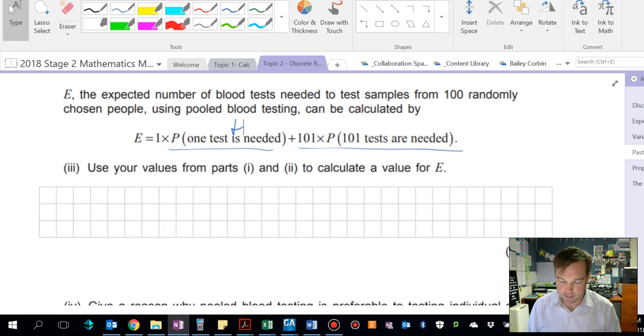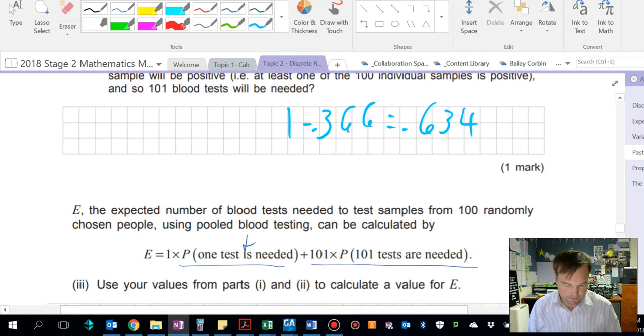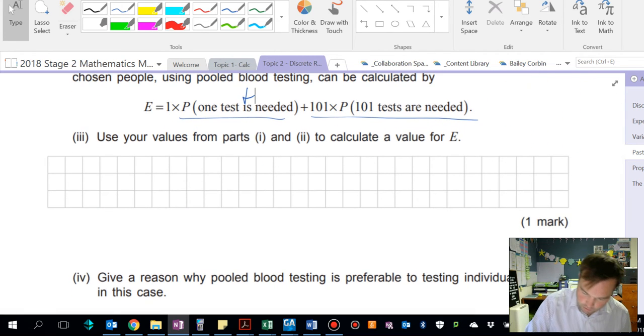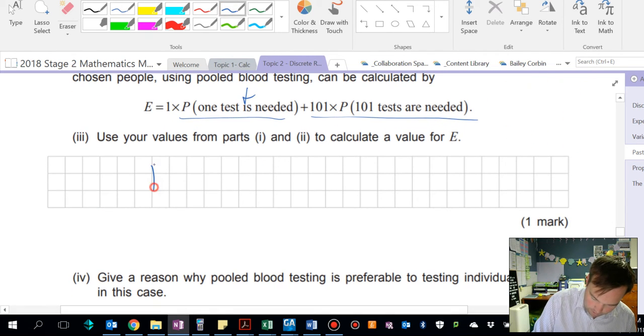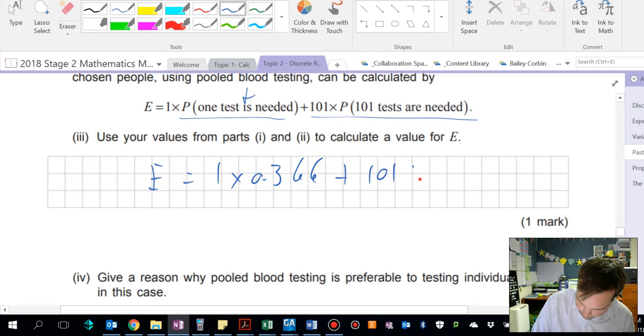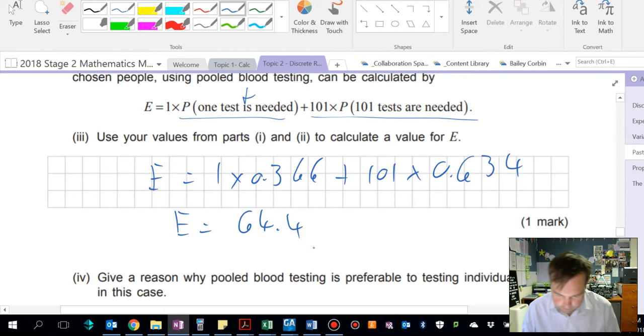So here, it's clear you could use carry-through error, but because we've got it right, hopefully it's not carry-through error. E is equal to 1 times 0.366 plus 101 times 0.634, and the expected number of tests is 64.4.